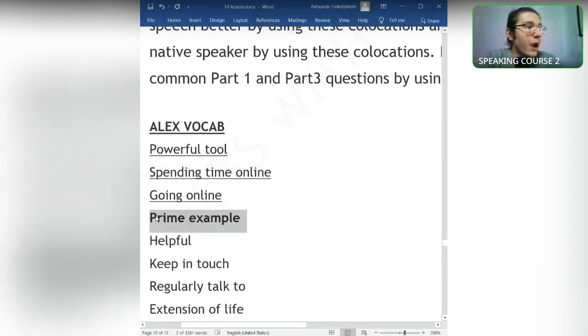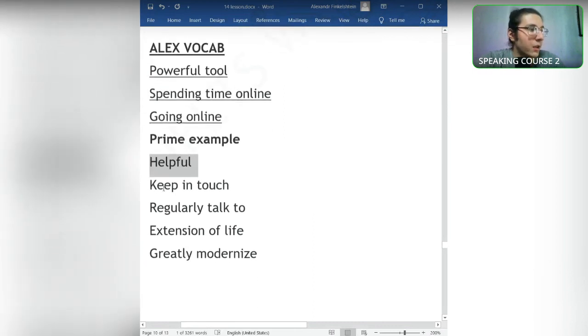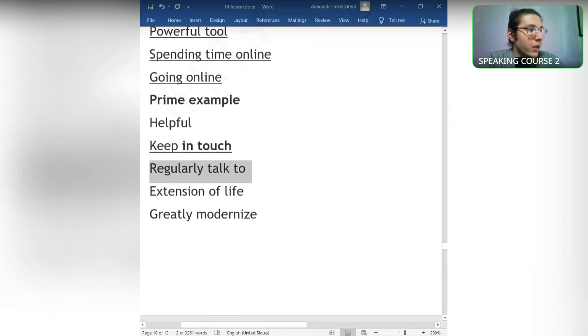Prime example. Prime means very important or the most important. So prime example means the most important example. Keep in touch, great collocation. This also means to keep talking to them after some years. You probably know this.